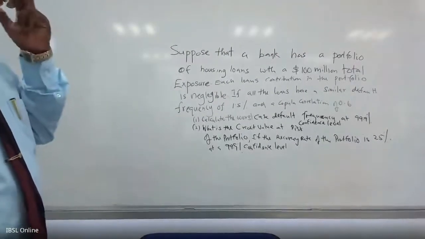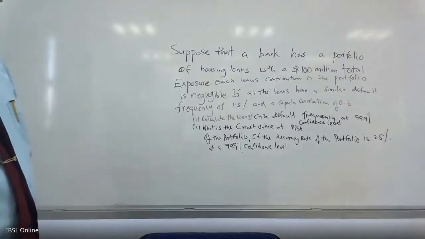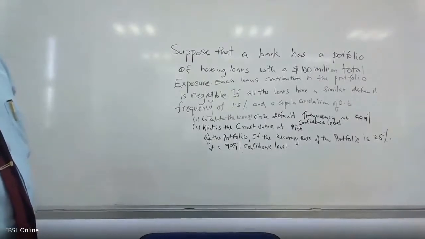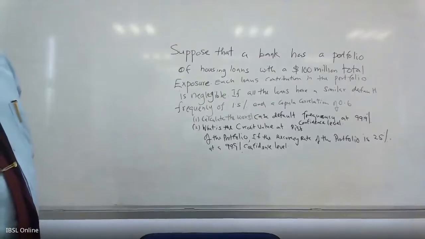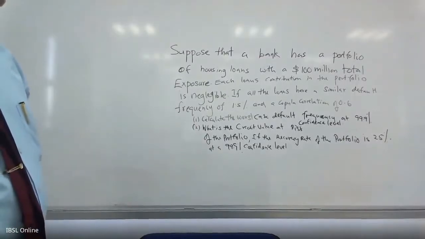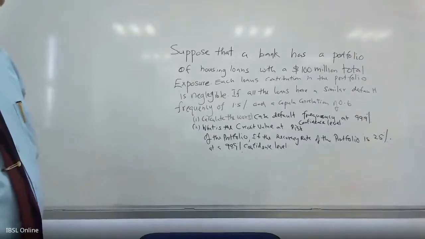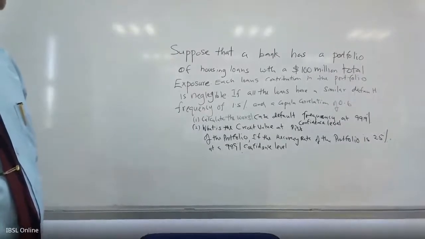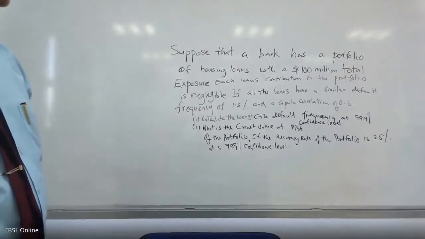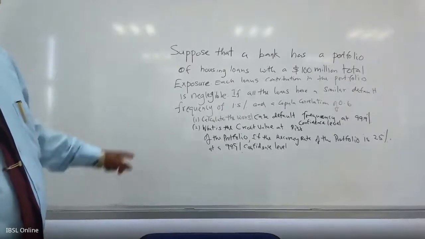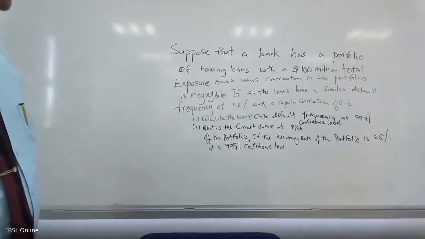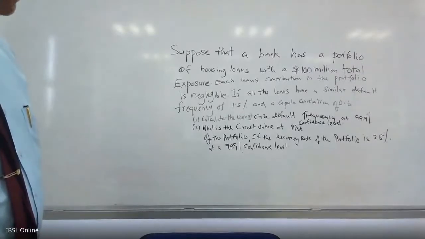Now I have just put an example on the board. Suppose that a bank has a portfolio of housing loans with 100 million total exposure. Each loan's contribution in the portfolio is negligible. If all the loans have a similar default frequency of 1.5 and a copula correlation of 0.6, number one, calculate the worst case default frequency at 99.9 confidence level.